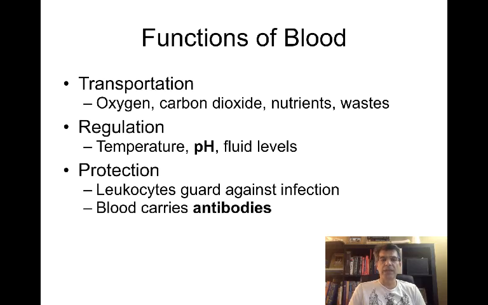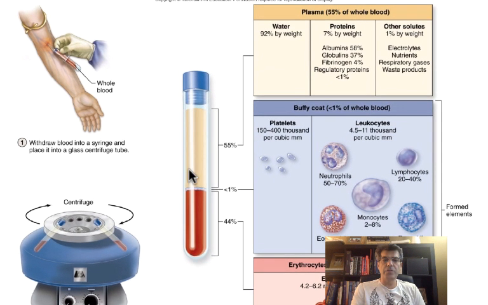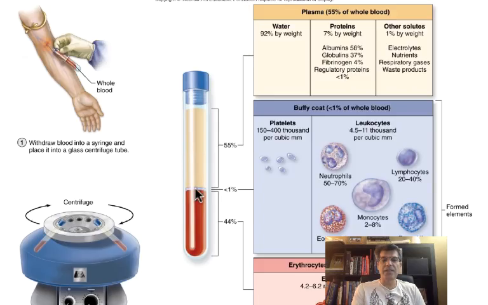Blood also protects us. Because blood has leukocytes or white blood cells, it can protect us against infection. Blood also contains antibodies. Now, if you take some blood and put it inside the tube and add anticoagulant to this tube, in other words, you're going to add a substance that prevents this blood from clotting. So we have blood inside the tube and we don't allow this blood to clot.